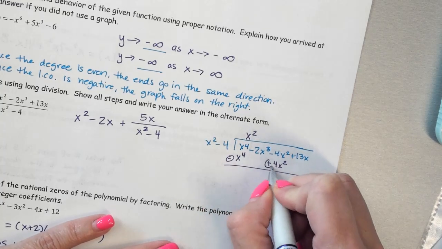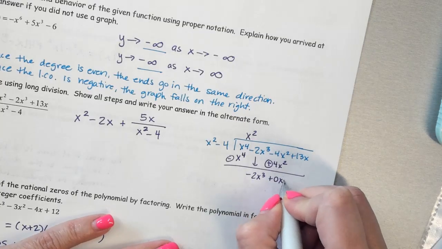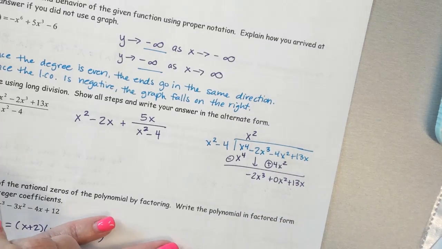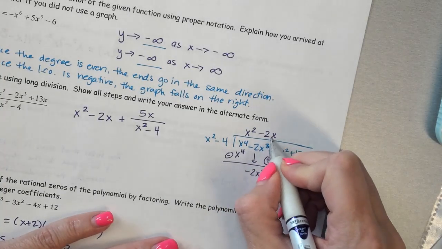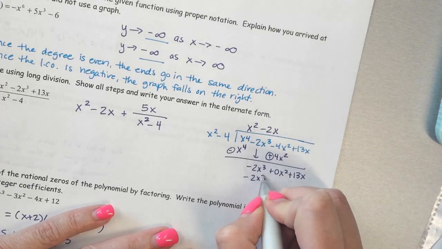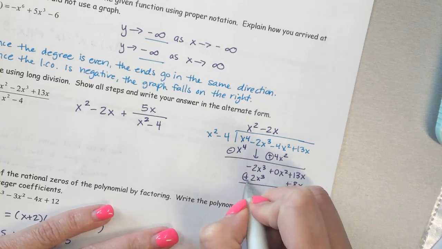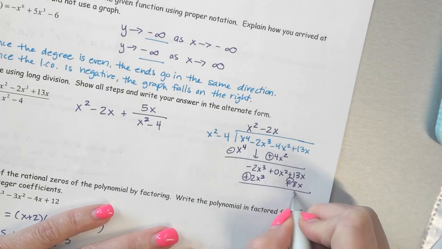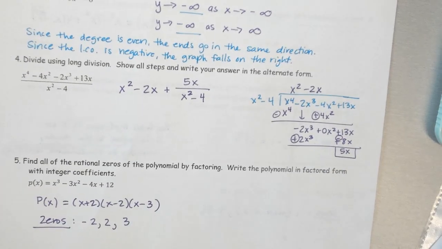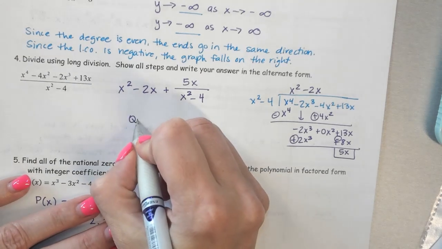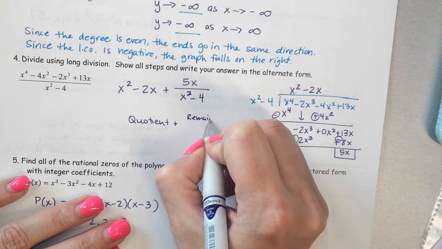So this becomes negative, this becomes positive, the negative 2x cubed drops down, you get 0x squared plus 13x. Okay, and then we divide, so we get negative 2x here, so negative 2x cubed plus 8x. Again, just make sure you line that up. This becomes a plus, this becomes a minus, and that's how you get 5x as your remainder. So alternate form is just going to be the quotient plus the remainder over the divisor.